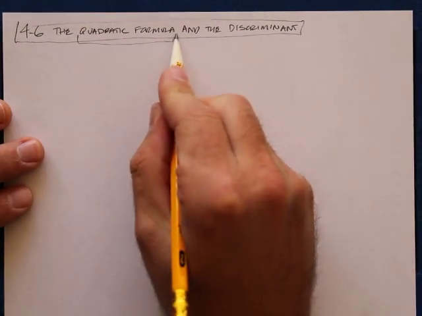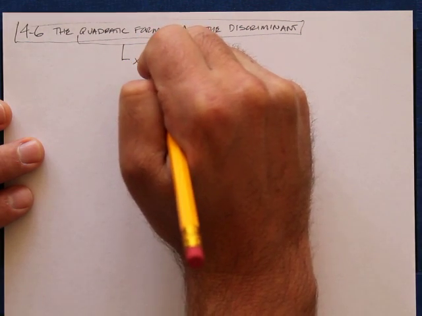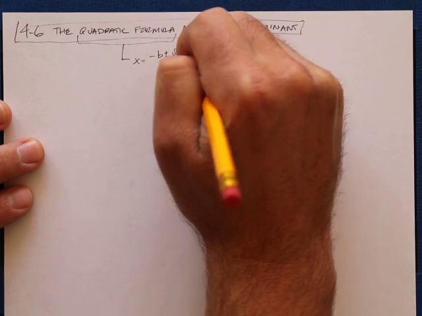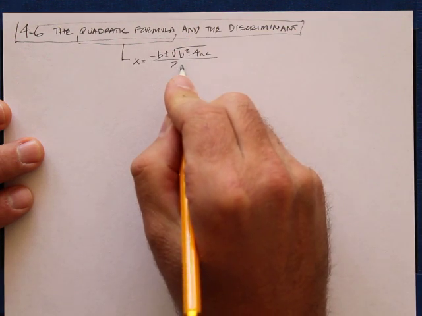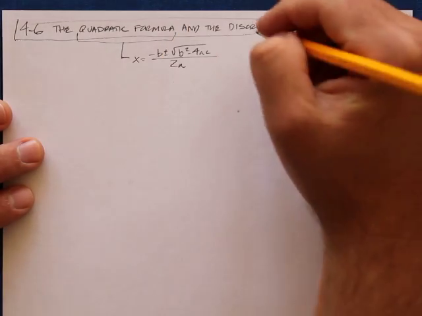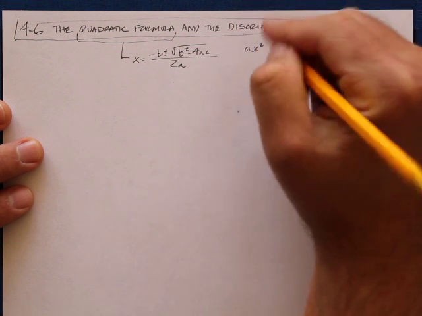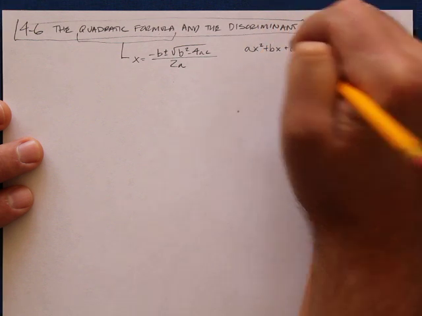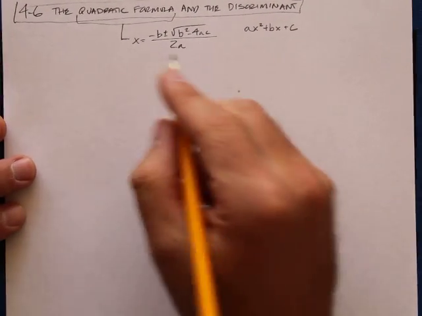So the quadratic formula here is x equals negative b plus or minus the square root of b squared minus 4 times a times c, all over 2a. And where do all these letters come from? They come from this form of a quadratic, ax squared plus bx plus c. So that's where all those letters come from. All right, so let's do an example.